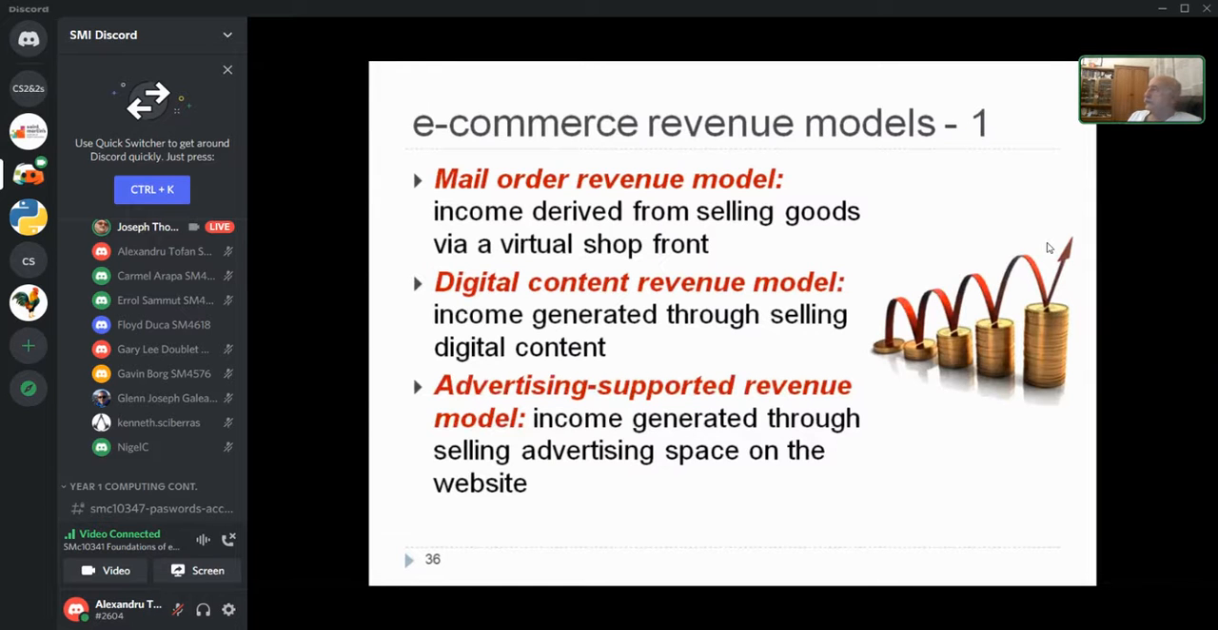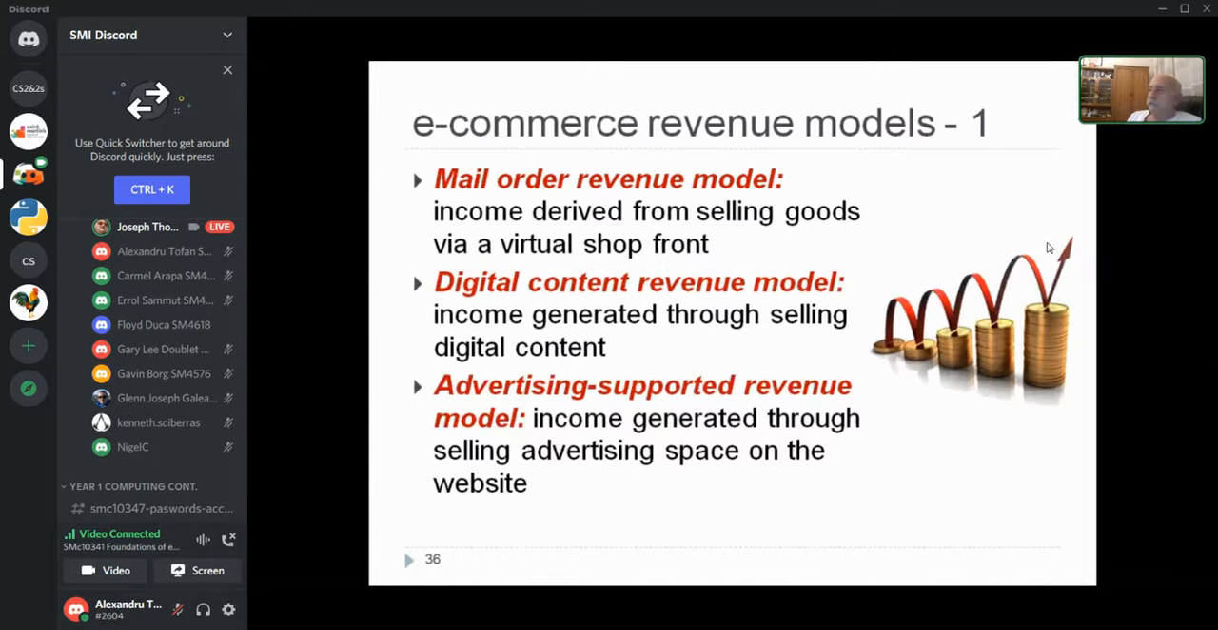Now, when it comes to revenue models, this is how we make money, right? So the first type is the mail order revenue model, and the income here is derived from selling goods from a virtual shopfront. It's mimicking the brick and mortar concept, where we are selling products and getting money over the counter. Here we are selling products, getting money via our virtual shopfront.